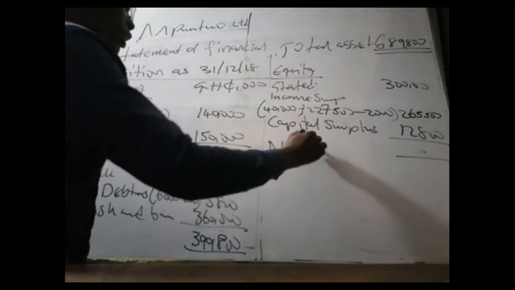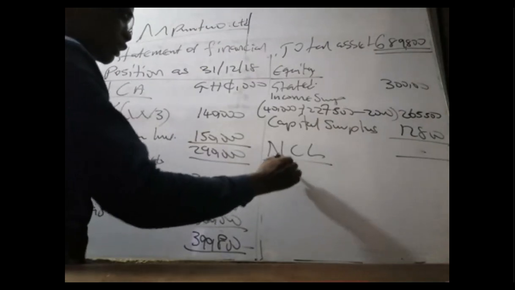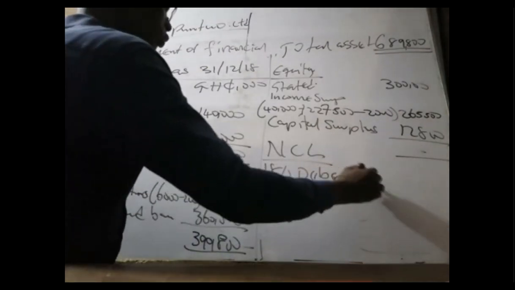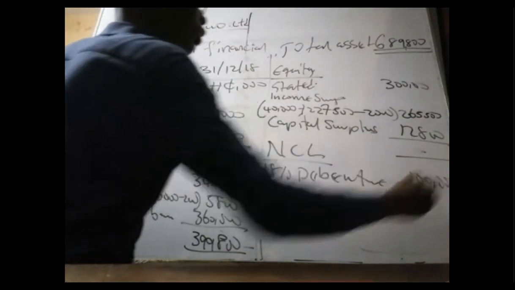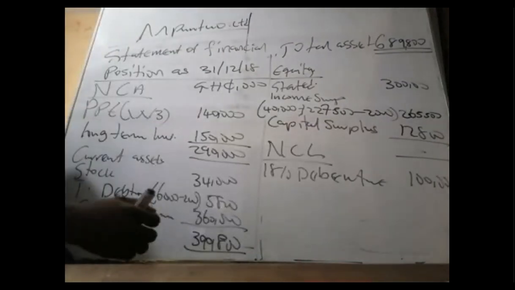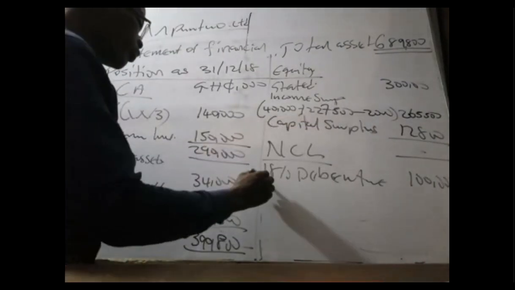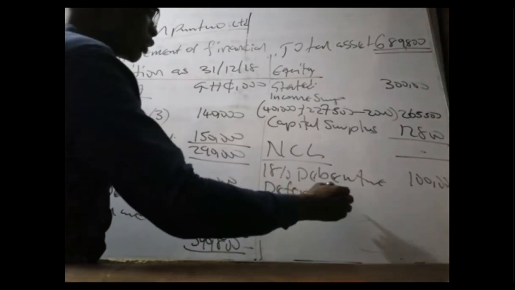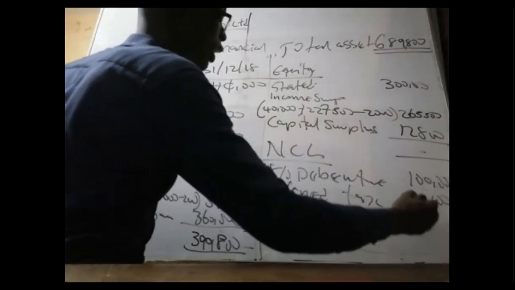Let's go to non-current liability. Please, no shortcut. 18% debenture. We had 100,000. If you get a total, let me have it. Then we would add deferred tax. Deferred tax is 400 from the question. Leave the tax issue for me. I'll handle it.